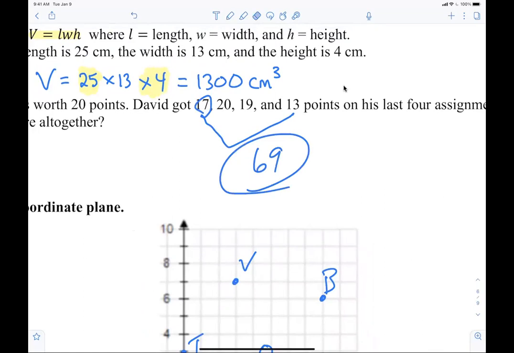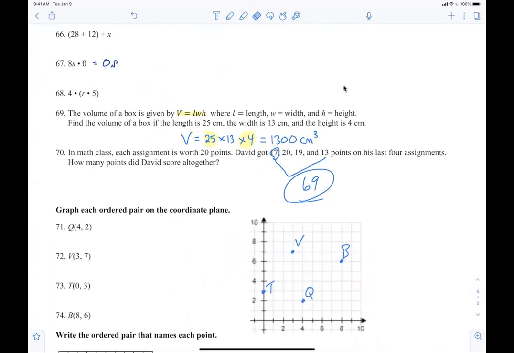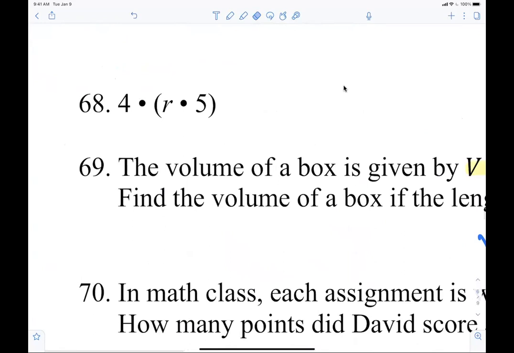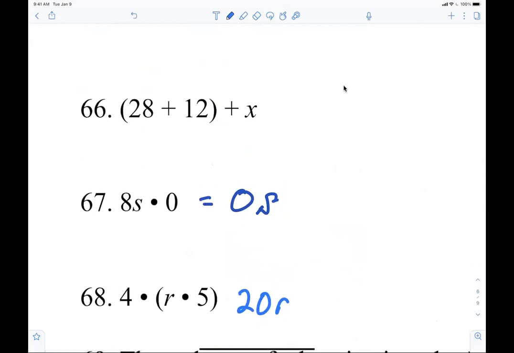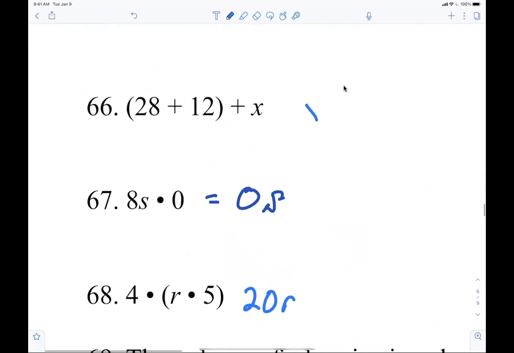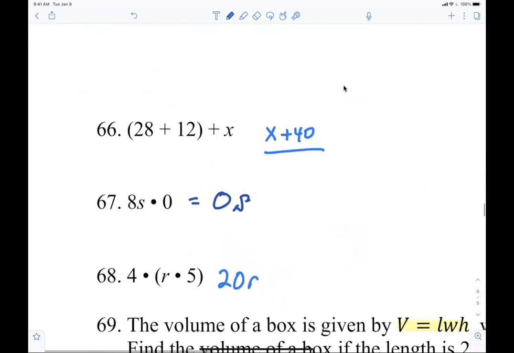All right, Lila, tell me about 68. What's that going to be? 20R. Yes, you're great. 20R. Perfect. Okay, Kelvy, you get to help me with 66. X plus 40. X plus 40. Thank you, Kelvy. I appreciate you taking your time and making sure you're right. That's what I want to see from you tomorrow.